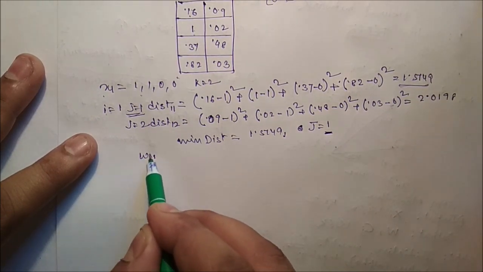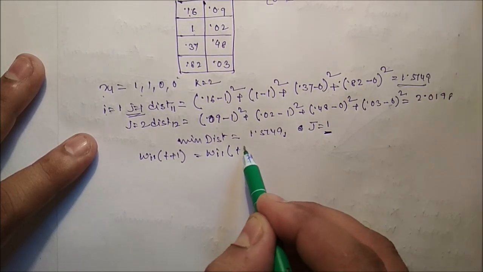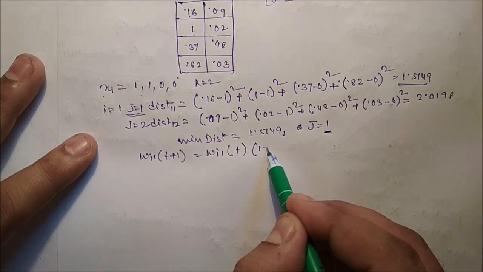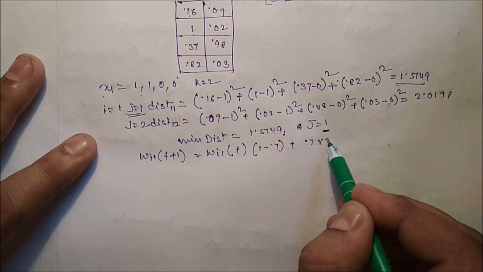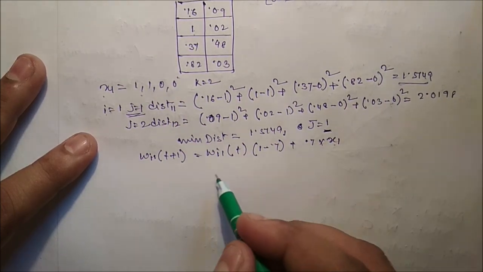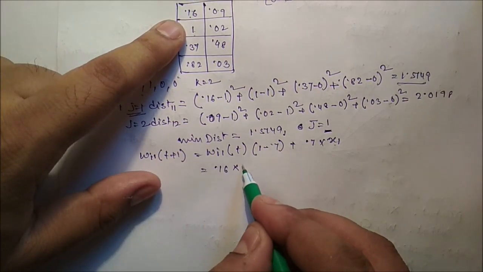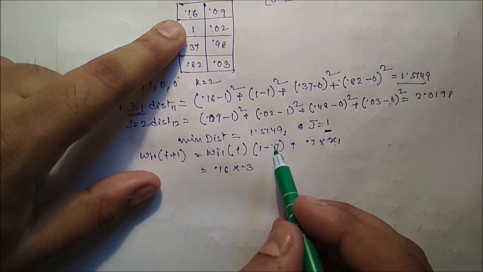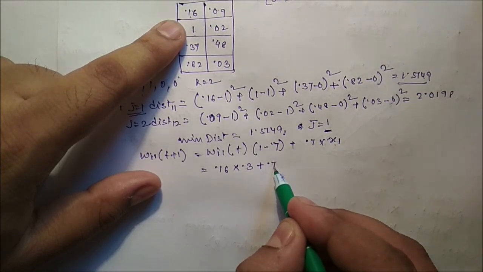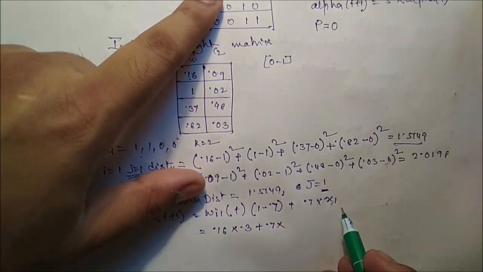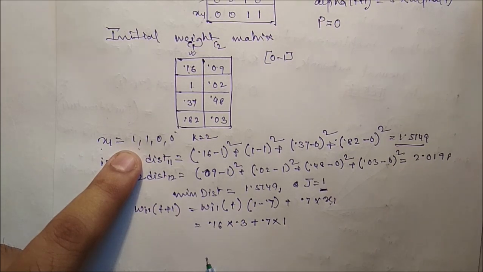So we can see wi1(t+1) is equal to wi1(t) into (1 minus alpha). What is alpha? It is 0.7, plus alpha 0.7 into the x1, the first data. That means 0.16 into 0.3, since 1 minus 0.7 is 0.3, plus 0.7 into x. What is x? It is 1 into 1. This is the first. Second is what?